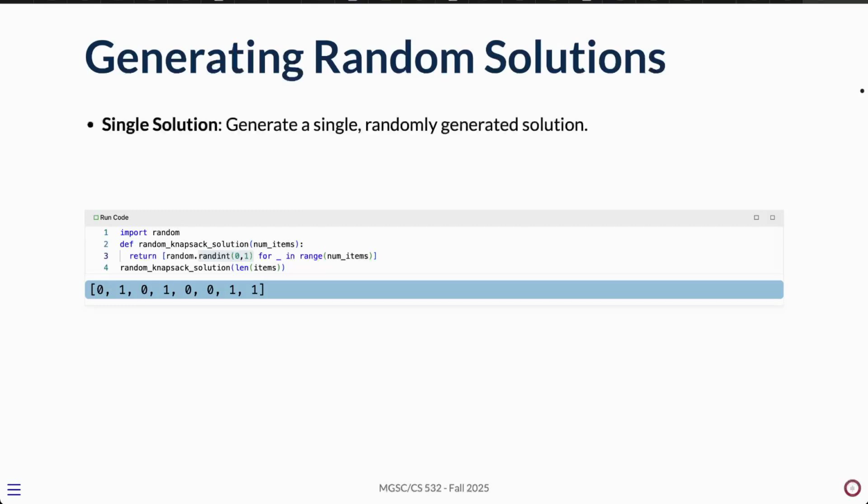Now let's move on to creating individual solutions. So the function random knapsack solution with num items as an input generates a single randomly generated solution for a knapsack problem. And this function is very simple but important because for each position, we will randomly choose 0 or 1 with equal probability. And this gives us a completely unbiased starting point. We're not assuming anything about which items might be good or bad. If we had started with solutions that were all similar or biased towards certain items, we might miss out on entire regions of the solution space. And so this random initialization helps make sure that we start with maximum diversity.